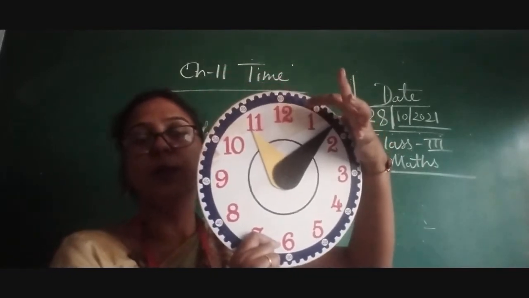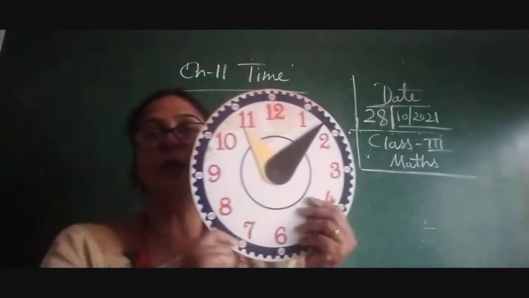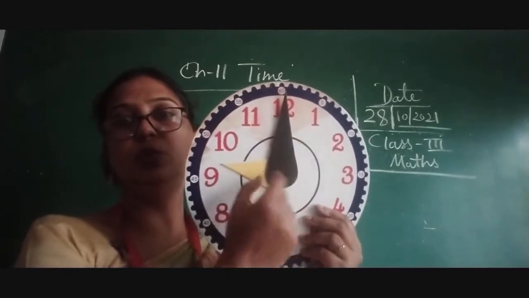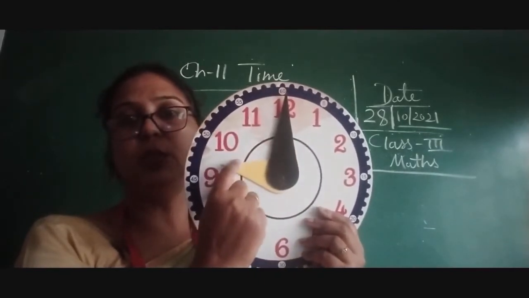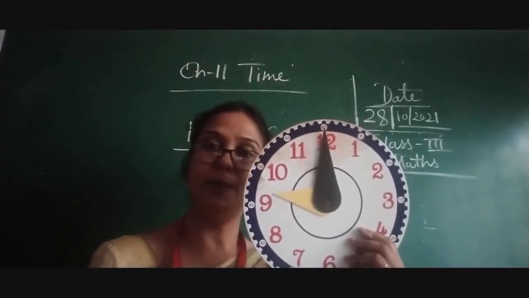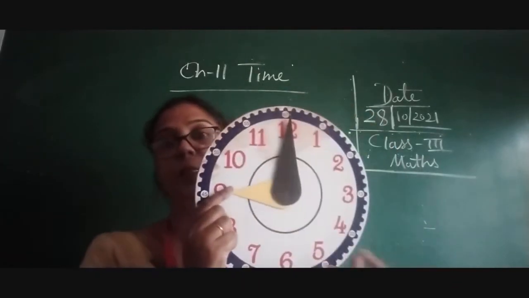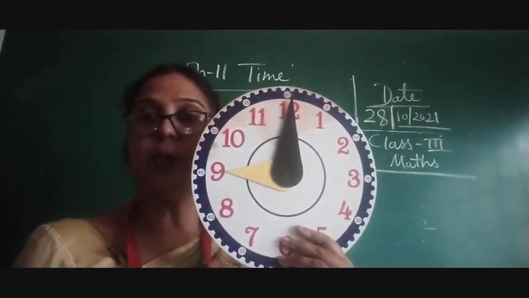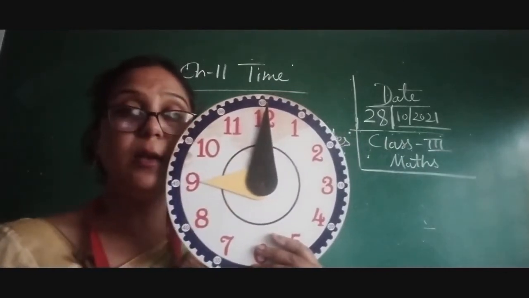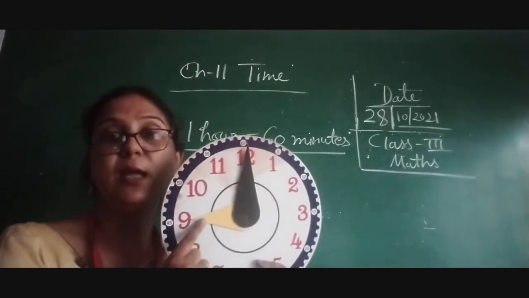Now the whole clock is divided into 60 minutes, and when the big hand moves to the 12 and the shorter hand is at 9, it becomes 9. This is the way we can learn the clock. Here you can see this is at 12 and this is at 9. So, children, it is called 9 o'clock, because this is the minute hand and this is the hour hand.